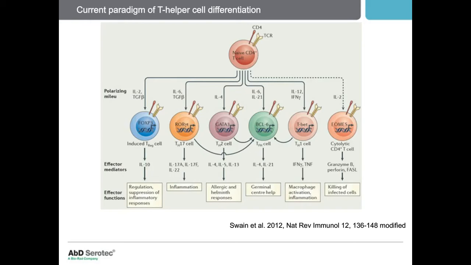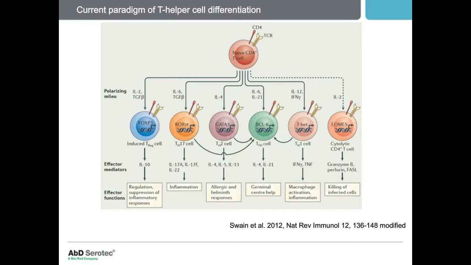And these cells mature to different effector cells. They produce different effector mediators, and they have different functions. Killing of infected cells by the cytolytic CD4-positive cells, macrophage activation by the TH1 cells, germinal center help by the follicular T helper cells, immune response against helminths and allergies by the TH2 cells, inflammation by the TH17 cells, and we have a regulation and suppression of the immune response by the regulatory T cells.